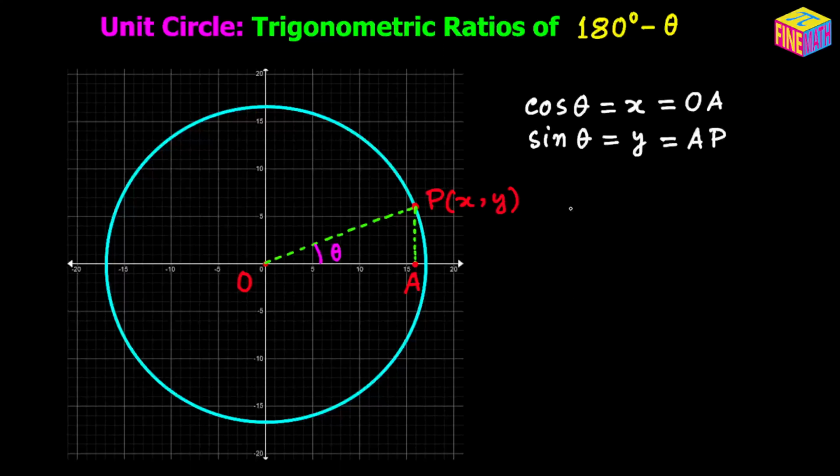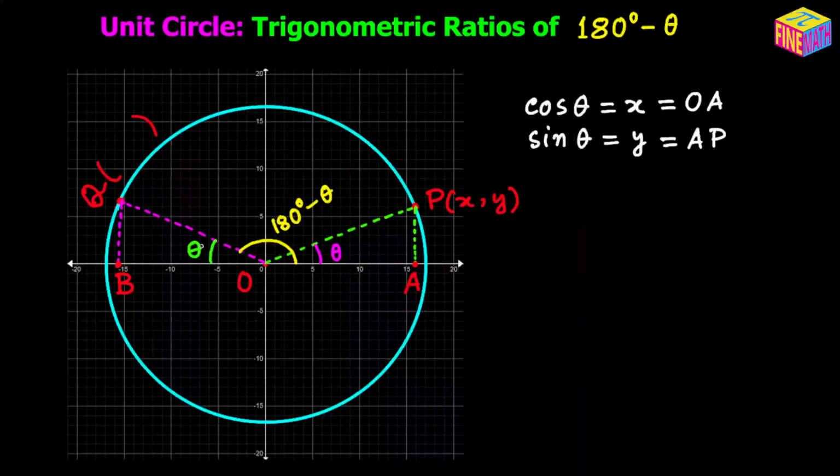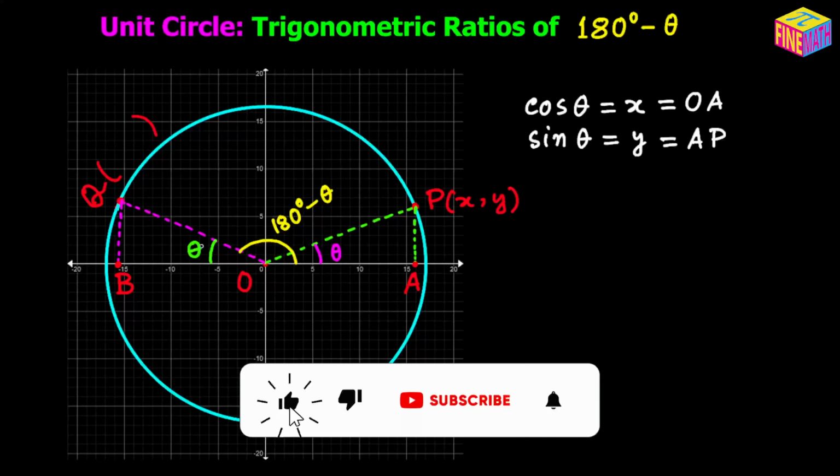So if we are clear up to this point, then we should be able to move forward with the calculation of trigonometric ratios of 180 degree minus theta. Let me plot a point Q on this unit circle where the line segment OQ will create an angle 180 degree minus theta with the positive x-axis. I have plotted a point Q on the circumference of this unit circle, and I have not populated the coordinates of the point Q. I have left an empty parenthesis there.